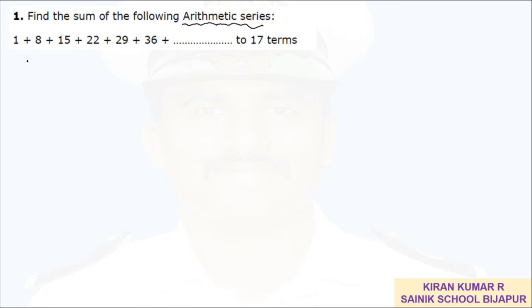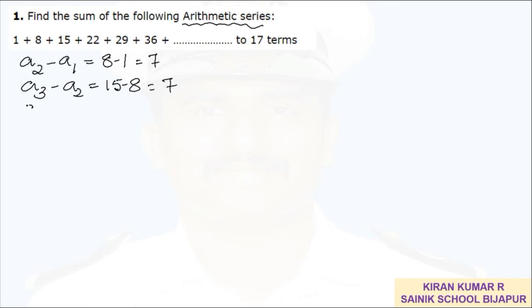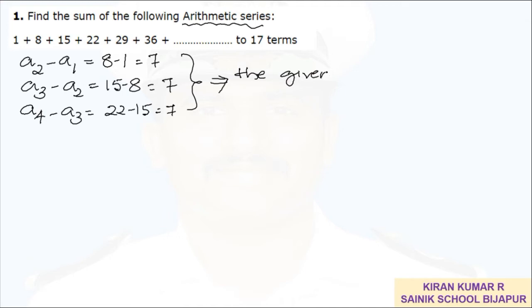To find that, I have to consider the second term minus the first term. I'll be getting 8 minus 1, nothing but 7. A3 minus A2, third term minus the second term, 15 minus 8, that is also 7. A4 minus A3, which is 22 minus 15, I get it as 7. Therefore, this implies the given sequence or series is an arithmetic progression.